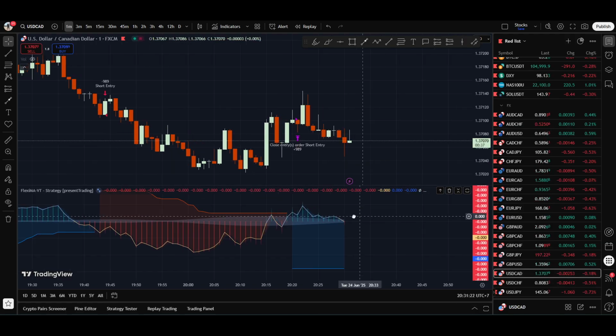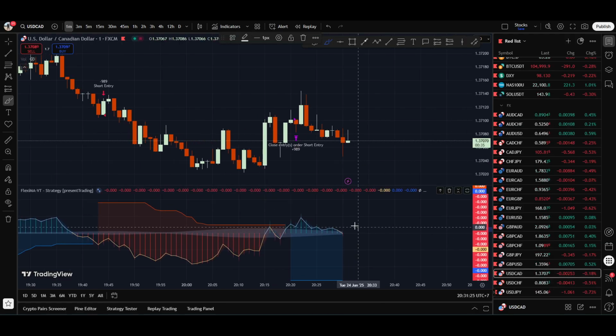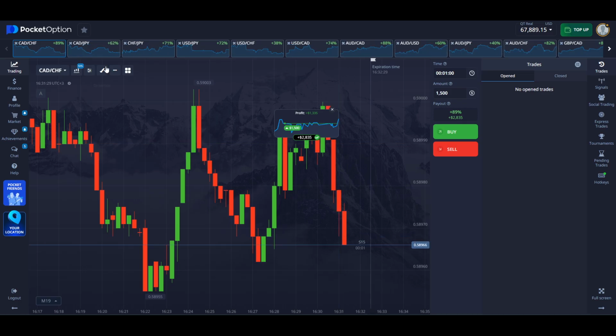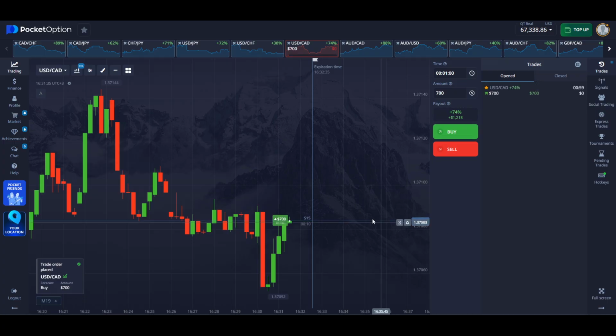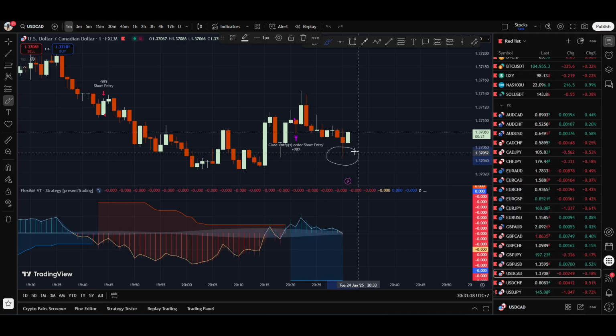On the US dollar to Canadian dollar pair, we can see a similar situation. That is, there's also an upward movement here, and we can try to jump into the trade at the last moment. Let's reduce the risk just in case, since I really am taking a risk here. So ideally, I should have opened the trade right here. But still, we have an upward movement going on.